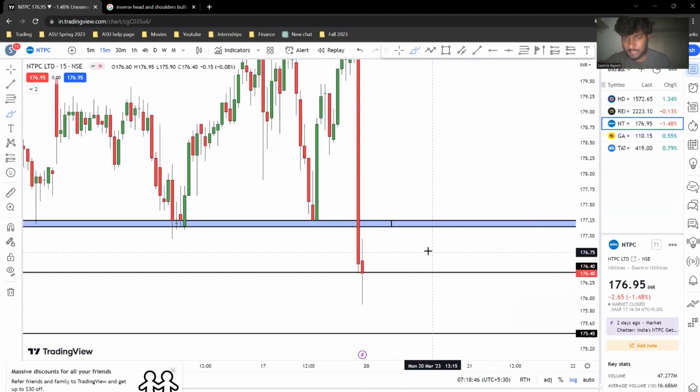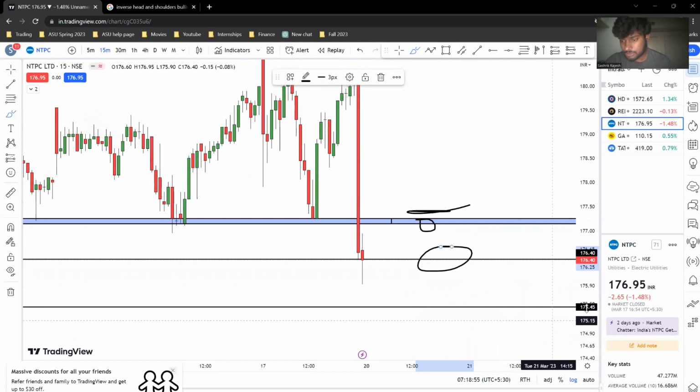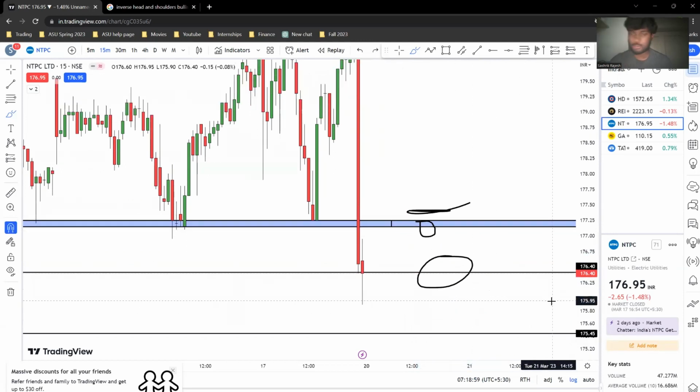So wait for a red candle at this region. A red candle here, keep your stop loss above this level. 176.4 is your first target, 175.45 is your second target. Also use the pivot points indicator.